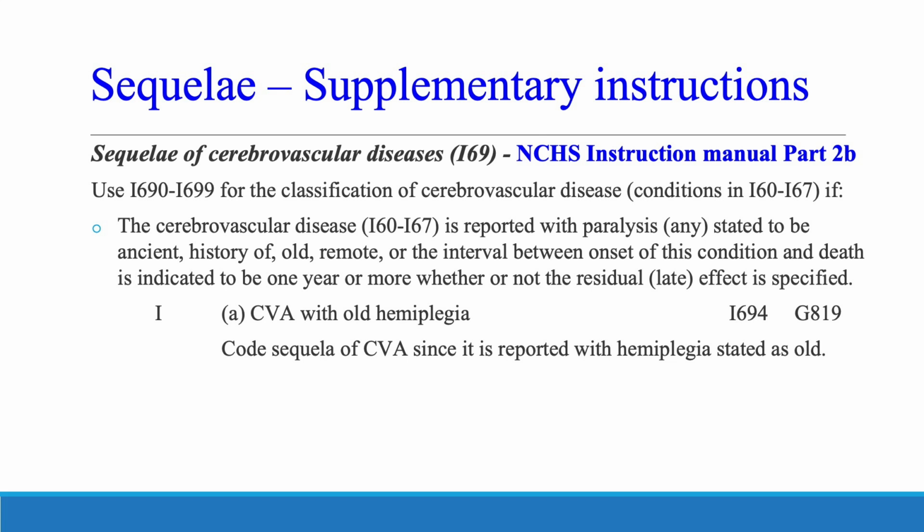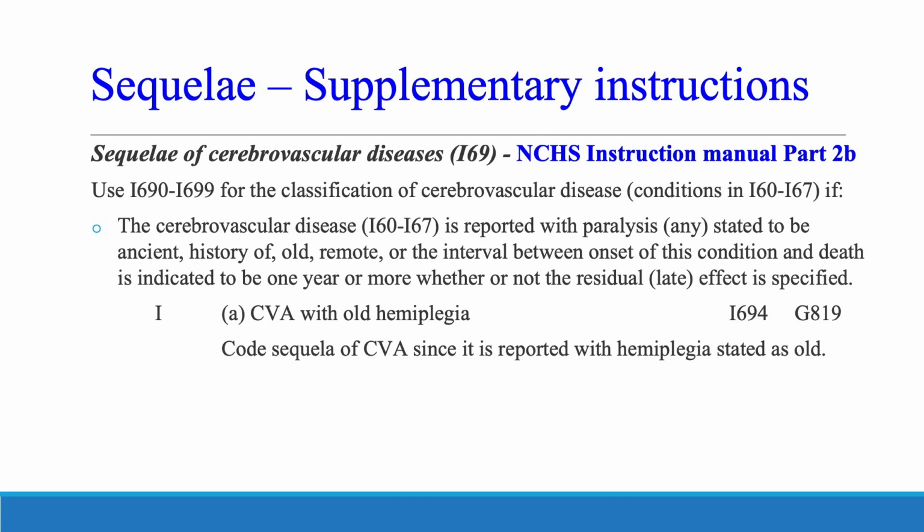We're to use the sequela of cerebrovascular disease code category if the cerebrovascular disease is reported with paralysis, any kind, stated to be ancient, history of, old, remote, or if the interval between the onset of the paralysis and death is indicated to be 1 year or more, whether or not the residual effect is specified.